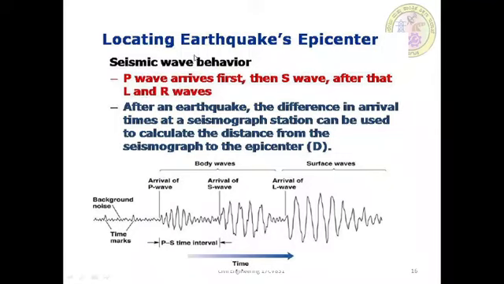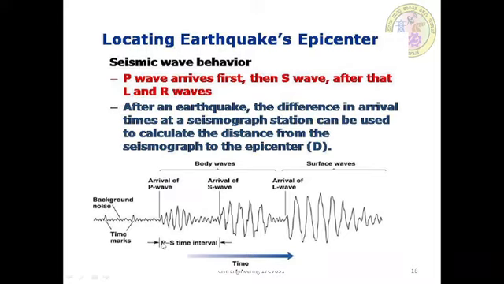First, there are two seismic waves. P waves arrive first and S waves arrive later, then L and R waves. After the earthquake, the difference in arrival times at the seismograph station can be used to calculate the epicentral distance D. Now we look into the time history of each one. First is the P arrival, then the body S waves, and then the L waves, sequentially.